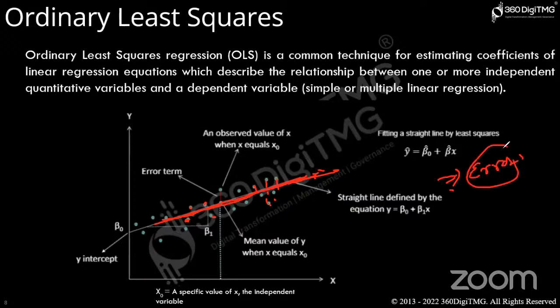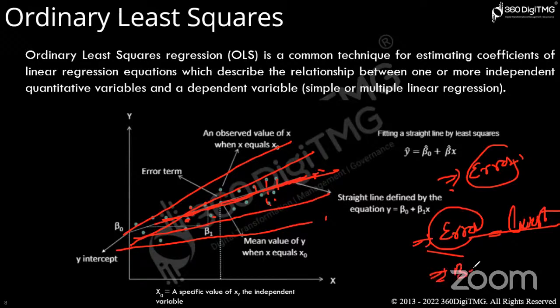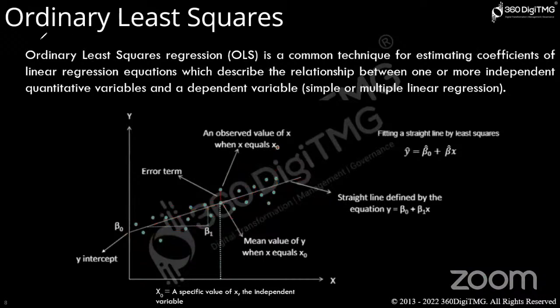We will do something like that multiple times. We will draw multiple regression lines, and each time we'll check how much difference we have. Whenever the error term becomes the lowest, you can say that is the best regression line. It is called ordinary least squares.